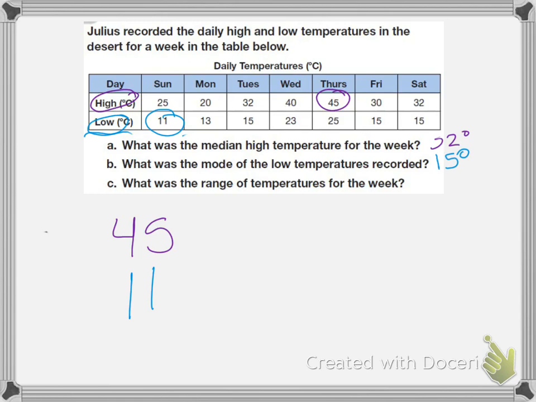So the range is going to be 45 minus 11. 5 minus 1 is 4. 4 minus 1 is 3. So the range in temperatures for the week is 34 degrees.